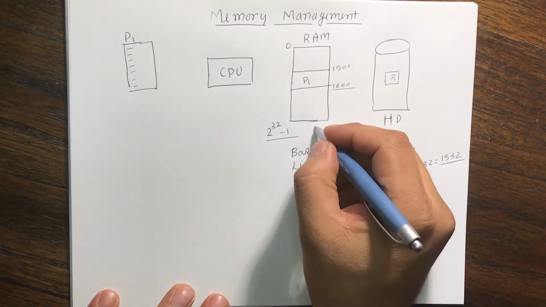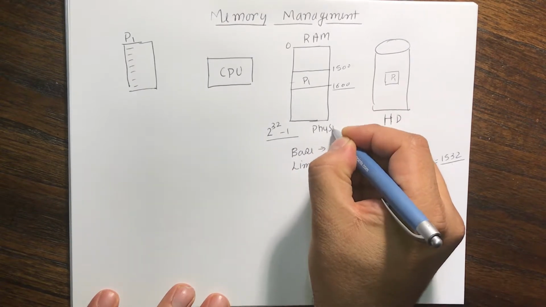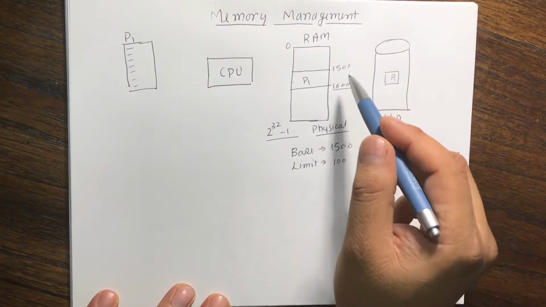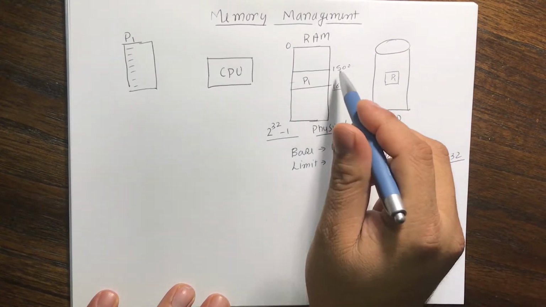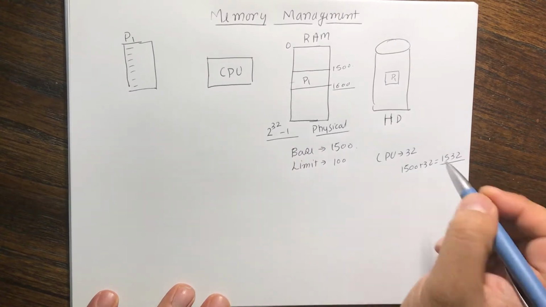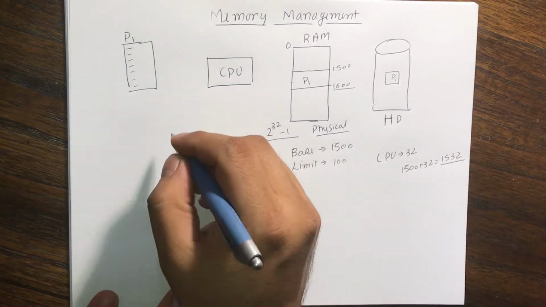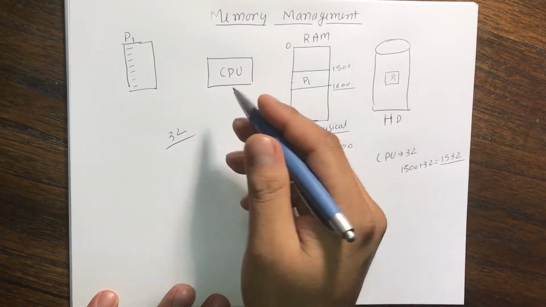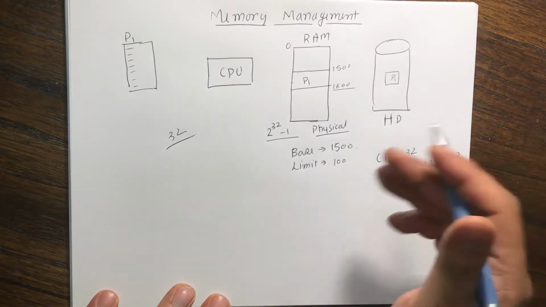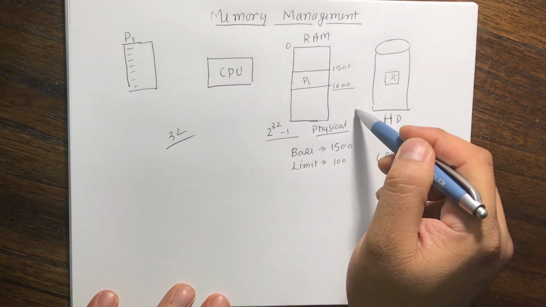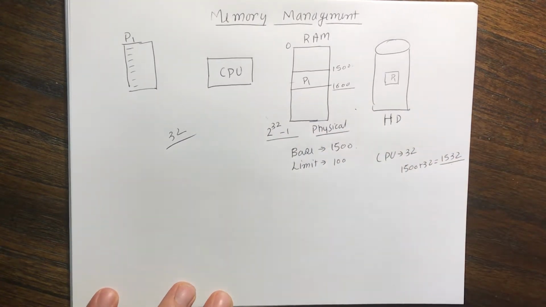Wherever this program is stored is called the physical memory, or physical address space, because it is physically at address 1500. The CPU does not care where your physical address is. The CPU will say, I want line number 32. So the CPU deals only with the logical address space, and your operating system converts it into a physical address and then gets the data back for you. I think that part should be clear.